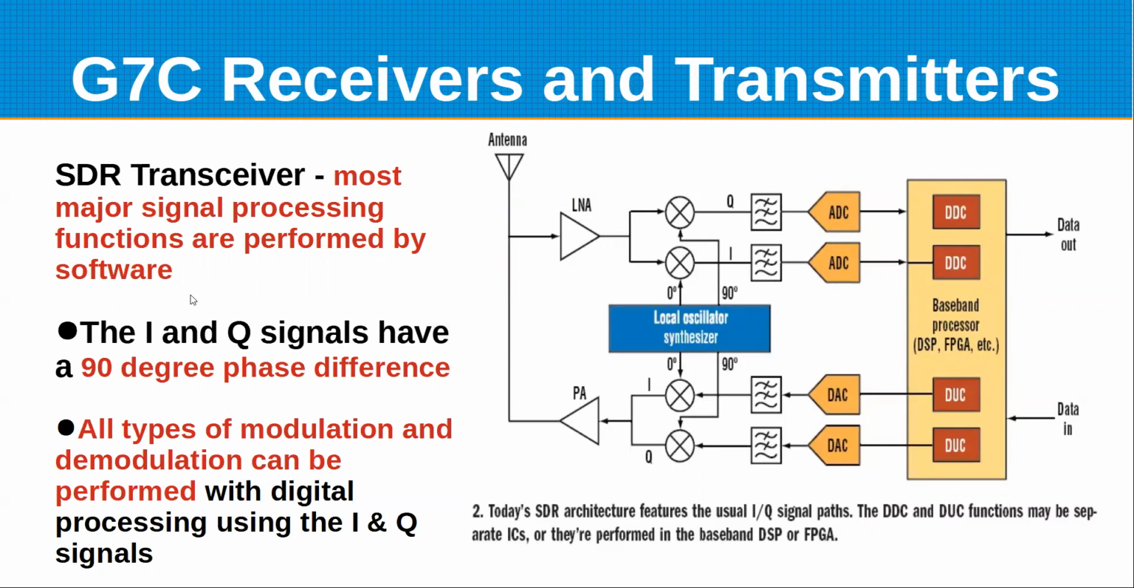You use I and Q signals, which have a 90 degrees phase difference. So it's the same signal, just shifted in phase. And you can essentially generate any kind of modulation or demodulation or filtering that you can represent mathematically. If you can write the equations for it, you can generate it.